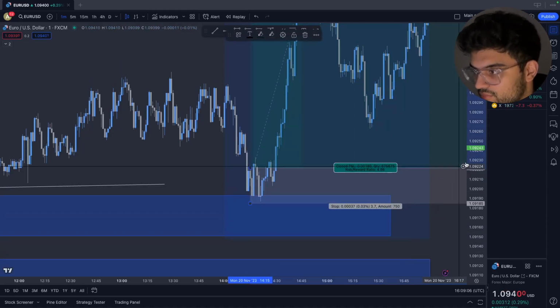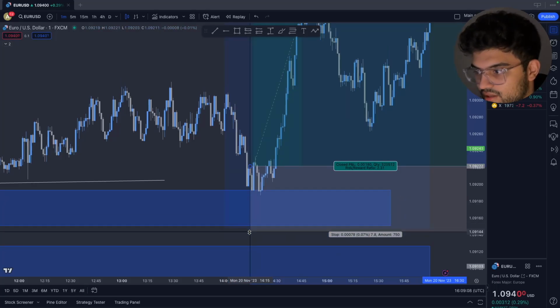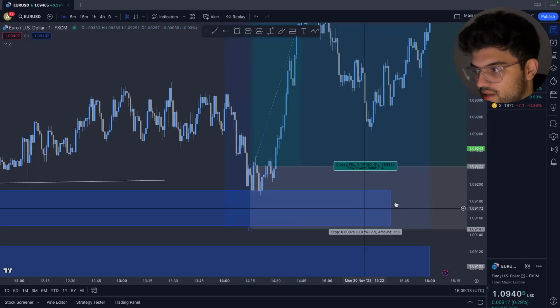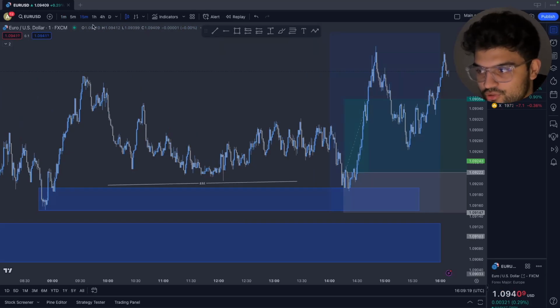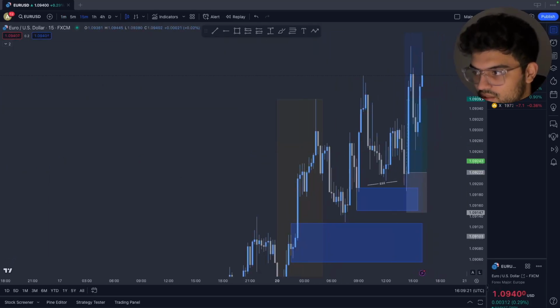But who's going to have a 3.7 pip stop? So maybe increase it there to like an 8 pip or maybe a 5 pip or something. I like to keep it 7, keep it 8 for that. And then 1 to 2, which would have easily been hit. So that was a trade idea. But as you can see, this is how powerful supply and demand zones are.